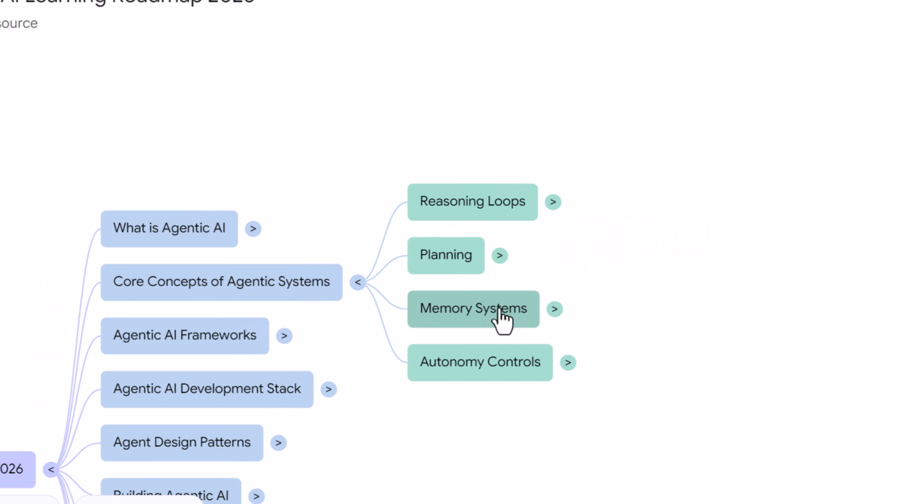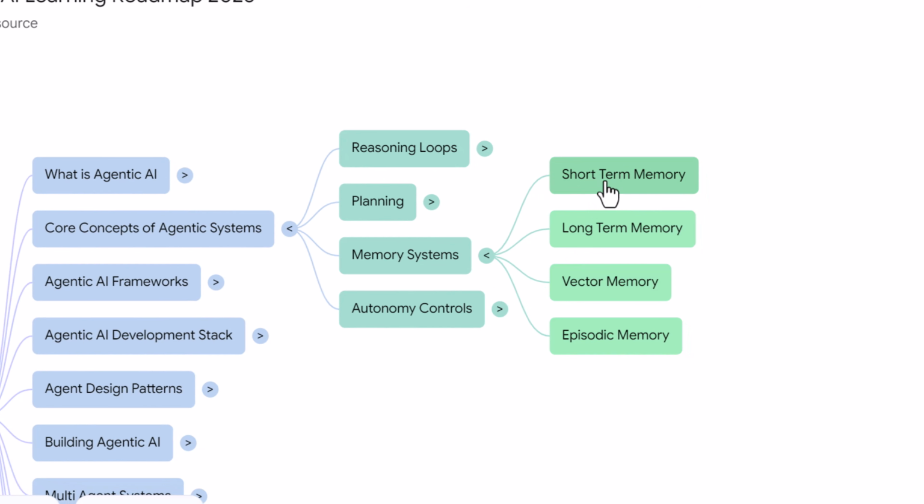Memory systems are essential. Short-term memory holds the immediate working information during the task. Long-term memory stores persistent knowledge that the agent can retrieve later. Vector memory uses embeddings to store information in a semantic format so the agent can retrieve related knowledge even if the wording is different. Episodic memory stores past interactions and experiences so the agent becomes more consistent over time.